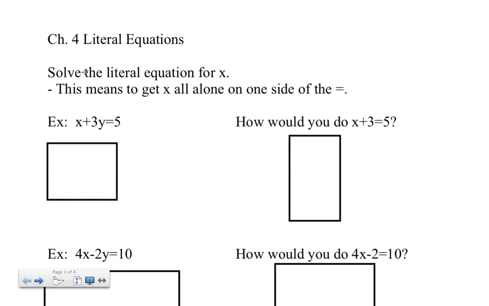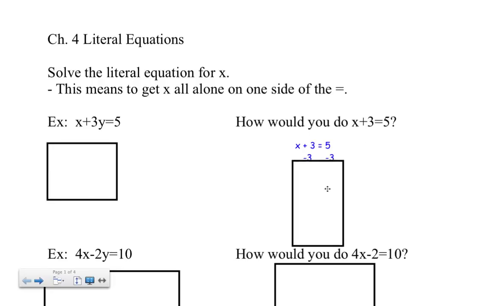So the directions will say solve the literal equation for x. Okay, so you should know those directions. And what those directions mean is to get x all alone on one side of the equal sign. So this is the problem we would have. And what I'm going to do, one of our ways we talked about in the week of inspirational math, is to try an easier problem. So I'm going to try, how would I do x plus 3 equals 5?